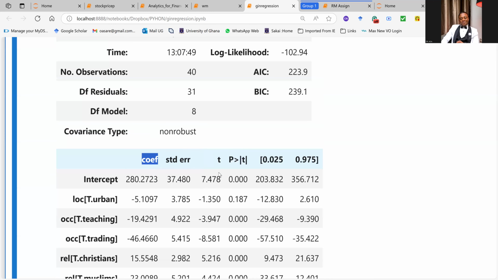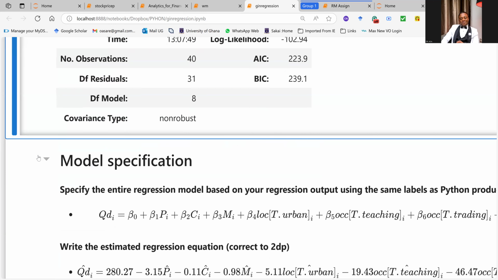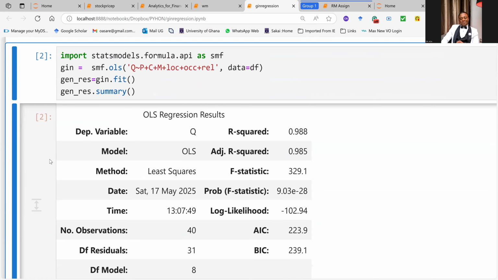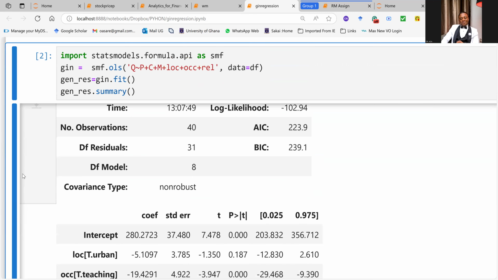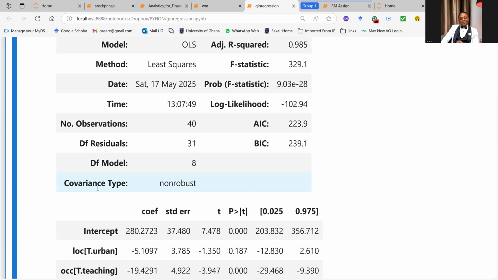Now, I want you to know something before we start properly. So you have the coefficient. You should know that the coefficient divided by the standard error will always give you the t statistic. Keep that in mind. The coefficient divided by the standard error should give you the t statistic column. So column 1 divided by column 2 will give you column 3. If you like, check it for every one of them.